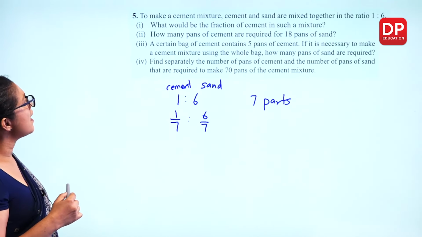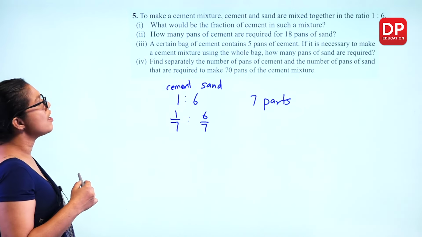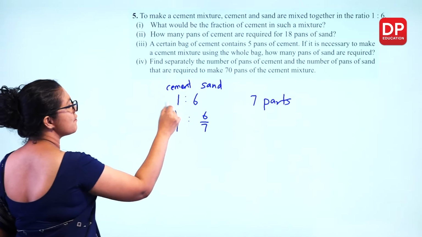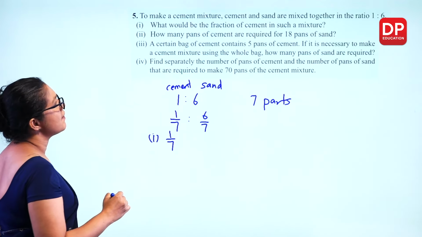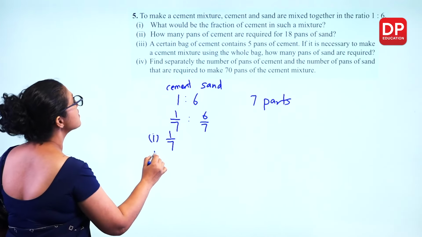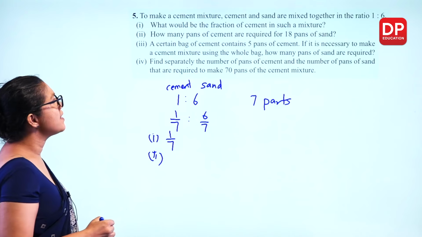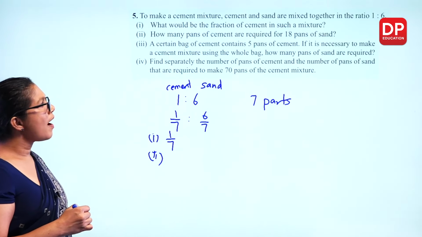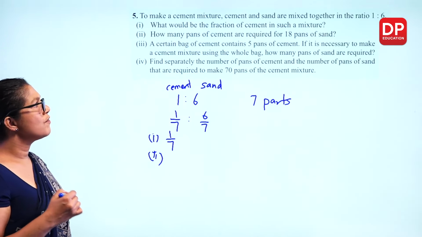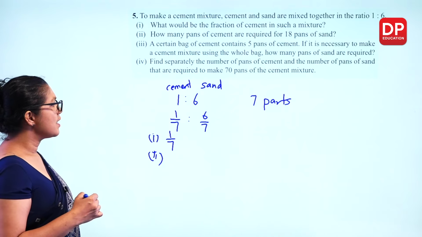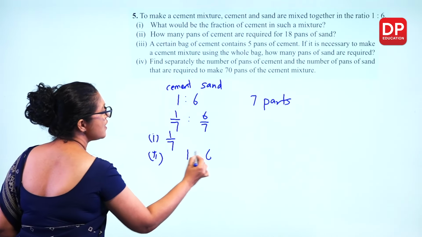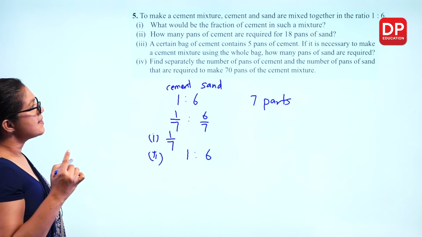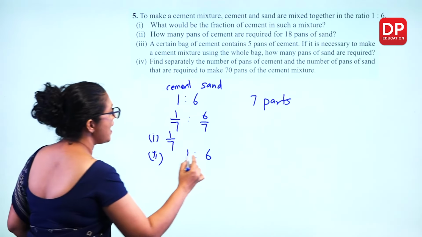So what's the first part? They ask what would be the fraction of cement. So what's the fraction for cement? 1 over 7. Then the second part, they ask how many pans of cement are required for 18 pans of sand. So here, we know this is a 1 to 6 ratio and it's given 18 pans of sand.